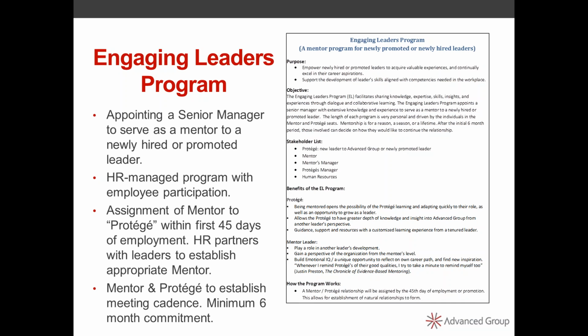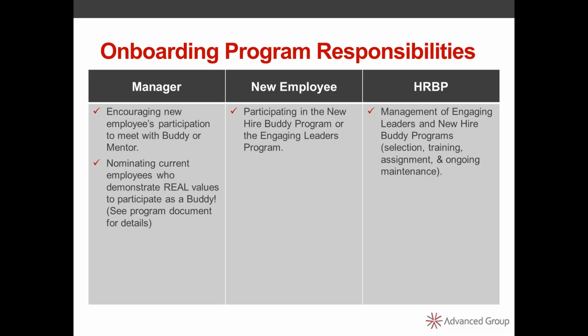So the mentor and the protege will be establishing their own meeting cadence. We're suggesting once per month thereabout and having a minimum of a 6-month commitment so that there truly is great dialogue happening as that new manager is acclimating to the organization and truly being able to reach out to this mentor as they're acclimating and growing with the company. So those are the awesome new programs that we're introducing with this new onboarding model.